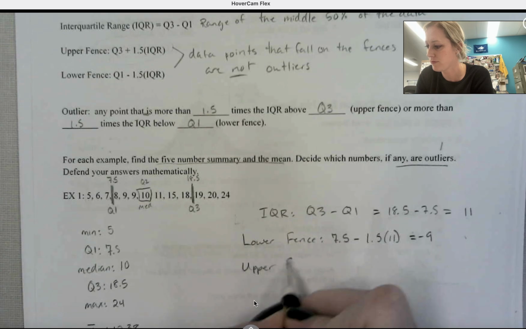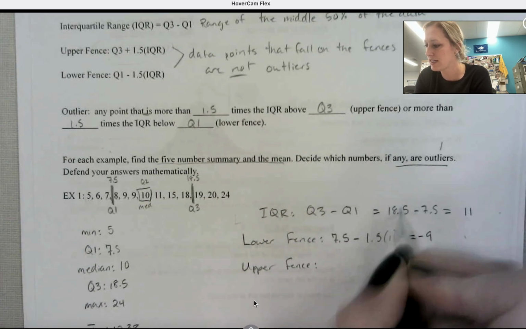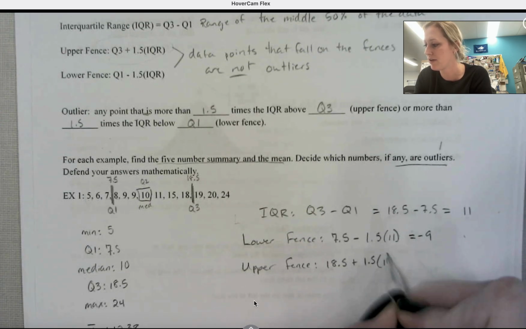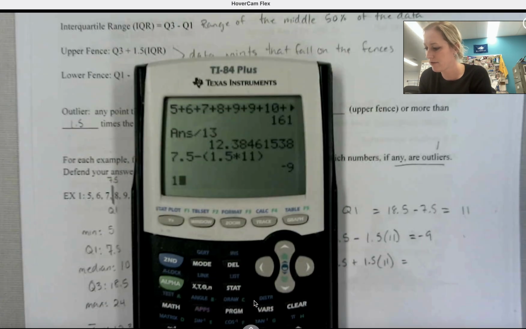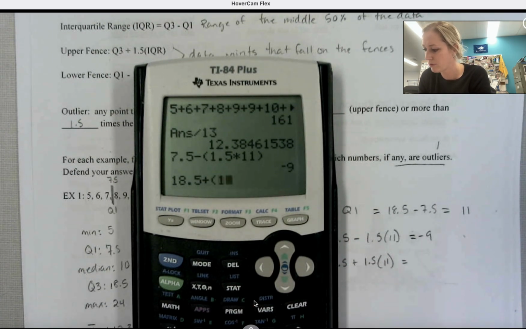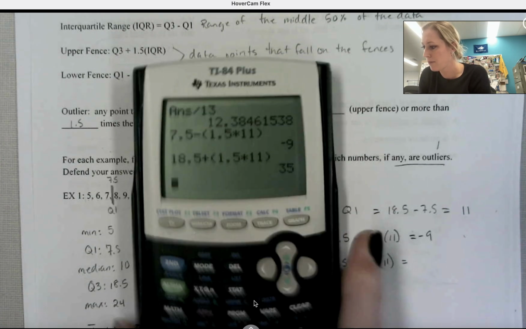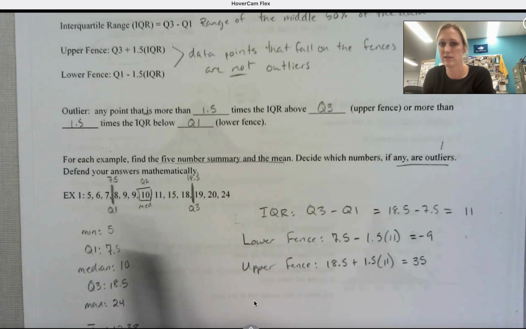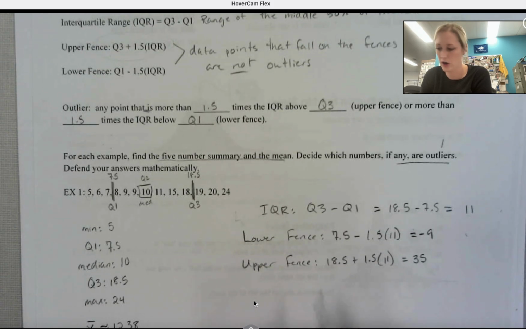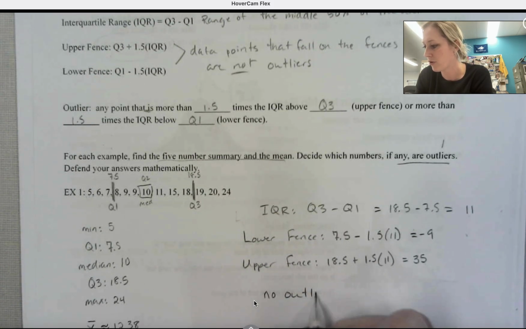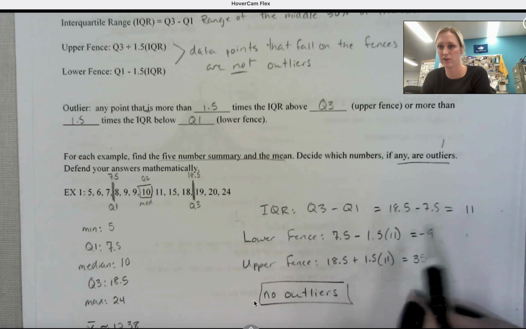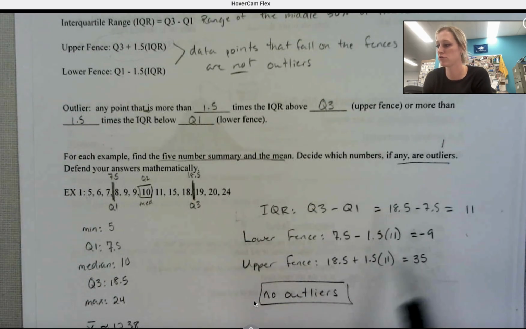Now let's look at upper fence. Upper fence is quartile 3, 18.5 plus 1.5 of the IQR, which is still 11. So we've got 18.5 plus 1.5 times 11. My upper fence is 35. Do I have any numbers greater than 35 in this data? We don't, so that means there are no outliers. Outliers must be below the lower fence or above the upper fence. If we don't have any values below or above those two fences, then we don't have any outliers. Remember, if we had exactly on the fence, they're also not outliers.